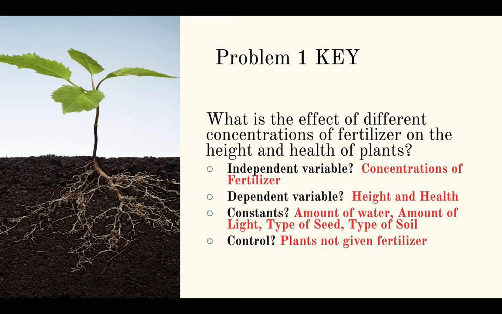Now constants, this would be important things to keep the same so that you could really see the effect of the fertilizer. So like the amount of water, the amount of light, the type of seed, the type of soil, those would all be important constants. And the control group would be the group that was not given the fertilizer, because that's the zero group or the normal group. You have to actually add fertilizer. Most plants don't get that, so that's your normal group.